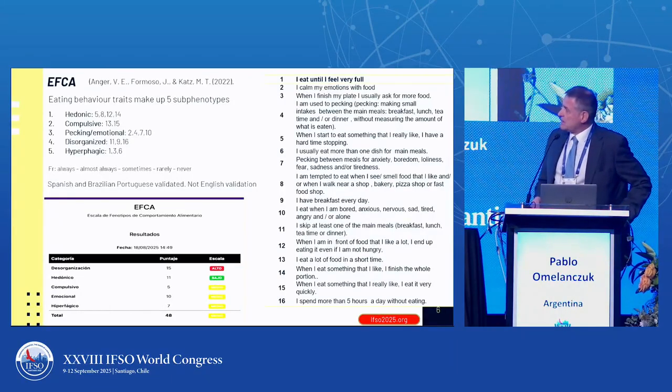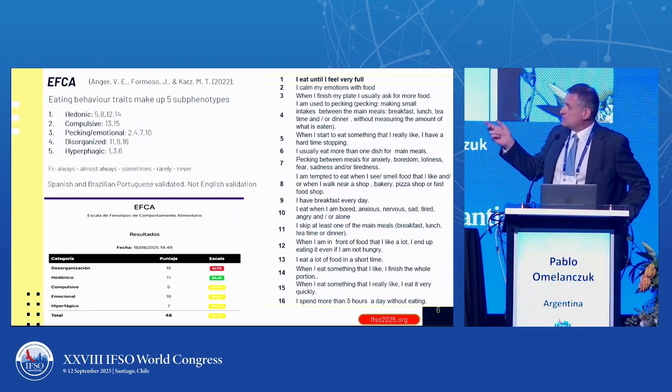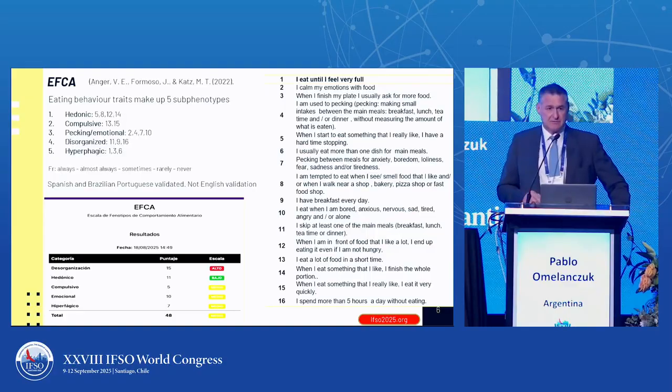So these are the eating behaviors, divided into 5 subphenotypes that you can see: the hedonic compulsive, picking, and hyperphagic. And on the right side of the screen, you can see the questionnaire that we use to classify the different phenotypes.